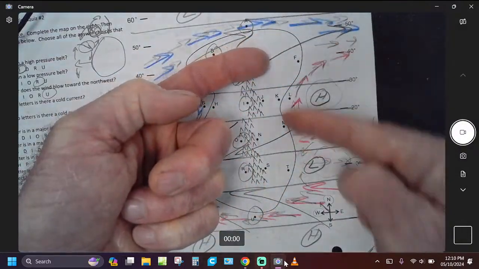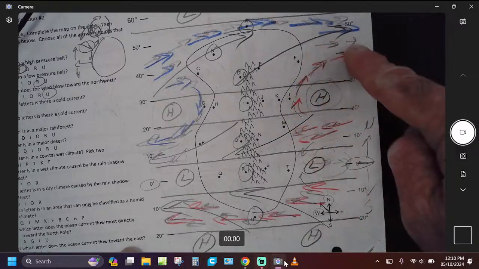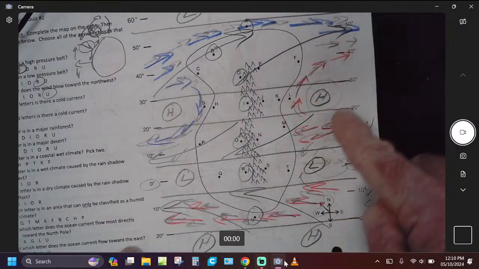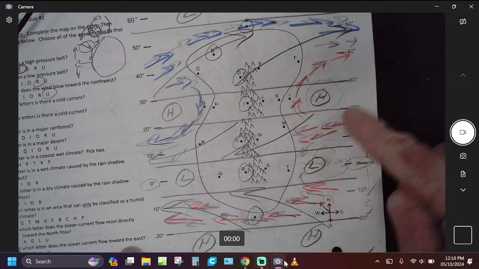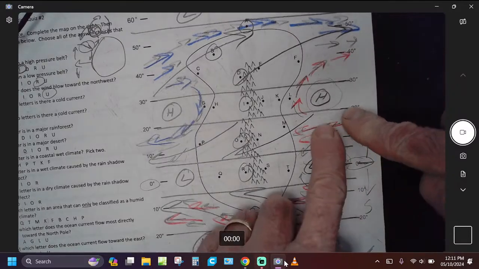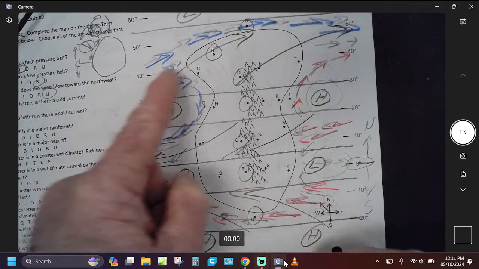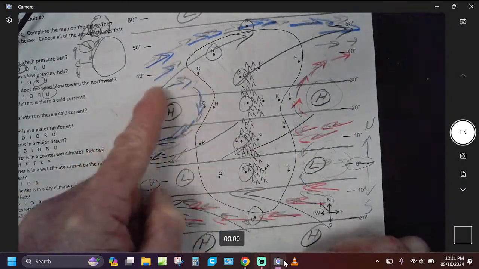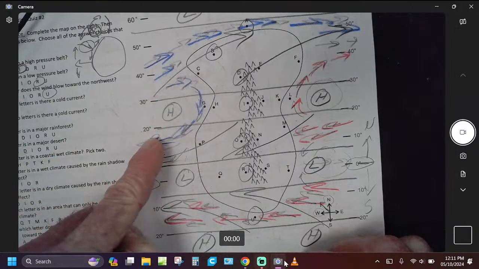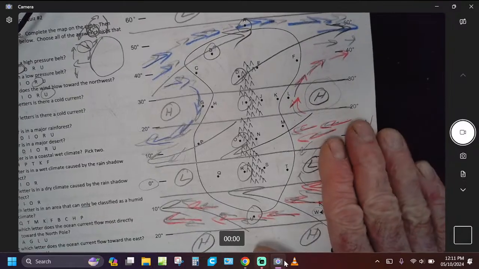So this gyre is going to swirl like this. You could just take your finger and you could go like that and say, am I going with the winds? And then you could try it the other way. Am I going with the winds? No. So it's got to go like this. So what this means is this water is going to go up the coast, up north. And over here, it's going to go like this. This water is going to go south. So once you have that, then you can do the colors.